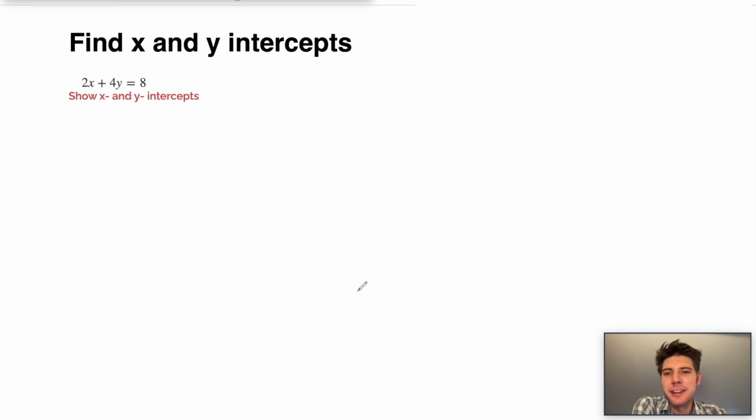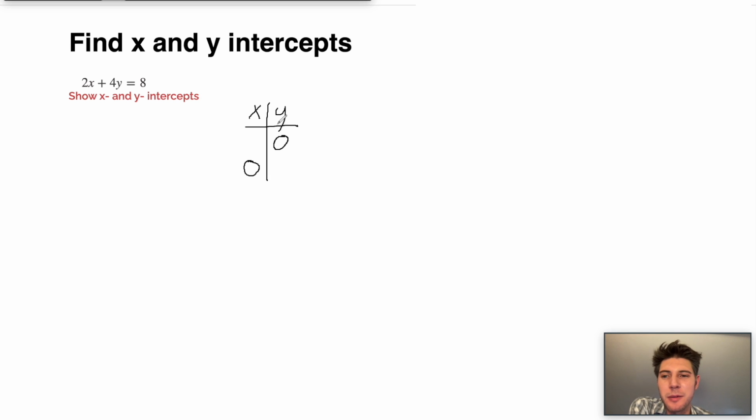We're finding the x and y intercepts of a linear equation. So here it is, 2x plus 4y equals 8. Show x and y intercepts. The way I like to do these ones is make an xy table. And I know that my x-intercept occurs when y is 0, and my y-intercept occurs when x is 0.